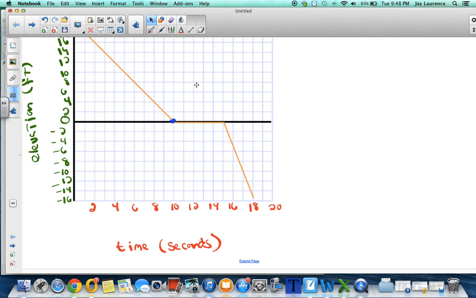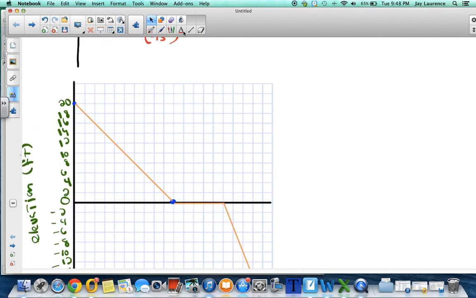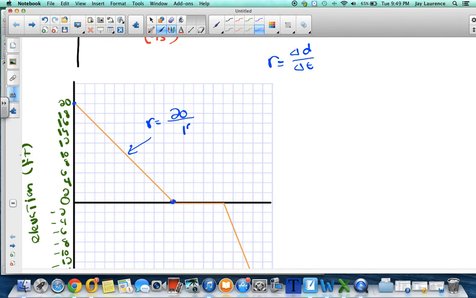Now, if I asked you to, you should be able to calculate the average rate of change. Remember that r equals the change in the distance divided by the change in the time, so you should be able to calculate this. The change in the distance was 20 feet, and the change in the time was 10 seconds, and so of course he ends up going 20 feet, 10 seconds, 2 feet per second, right?